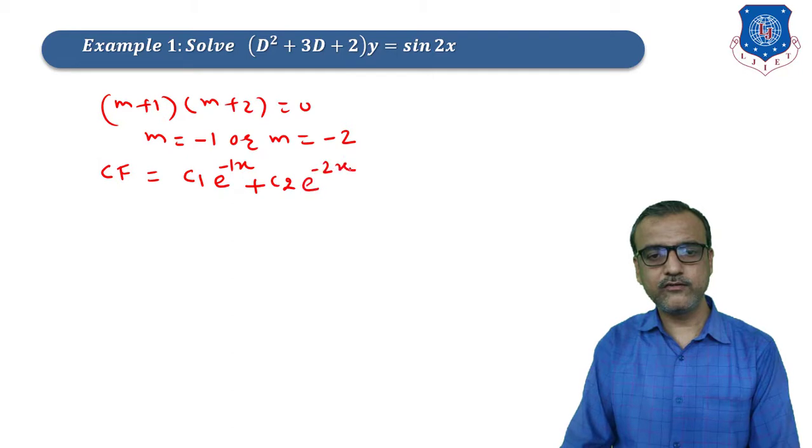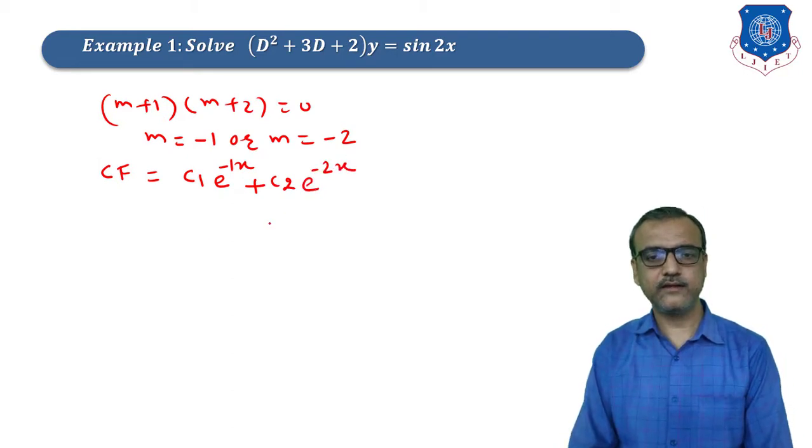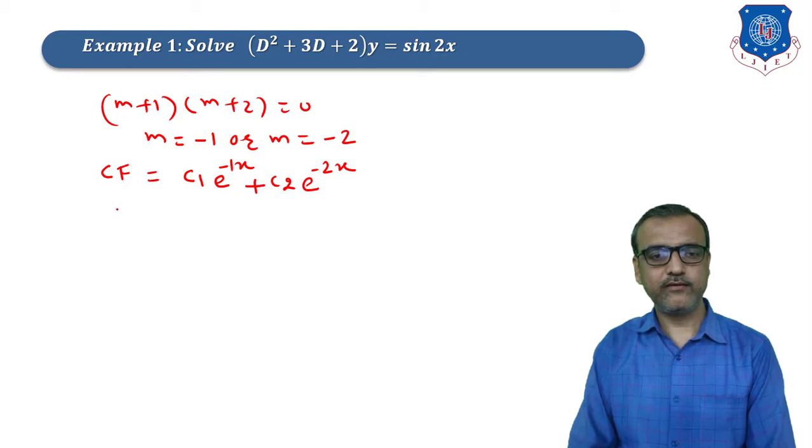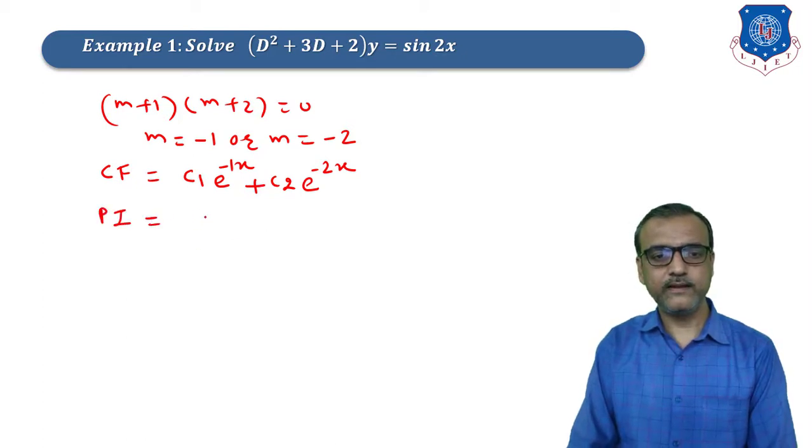So this is CF. Now we will find PI, that is particular integral, and that is given by the formula 1 upon f of D q of x, and this is equals to 1 upon f of D.